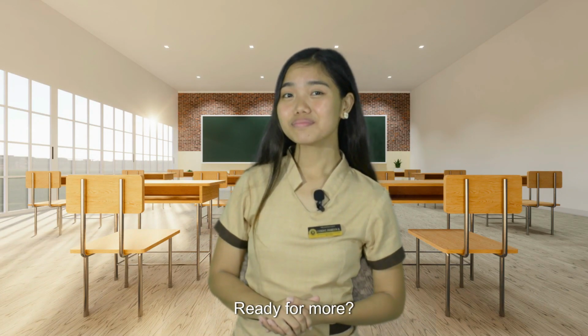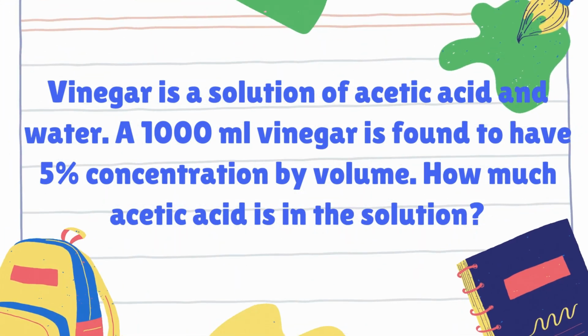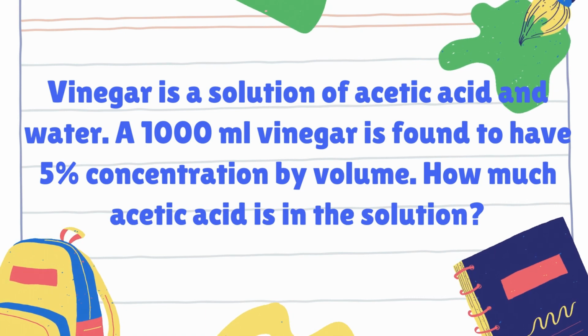Ready for more? Here is problem number 2. Vinegar is a solution of acetic acid in water. A 1000 ml vinegar is found to have 5% concentration by volume. How much acetic acid is in the solution?